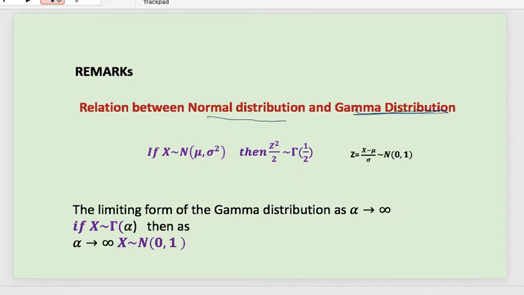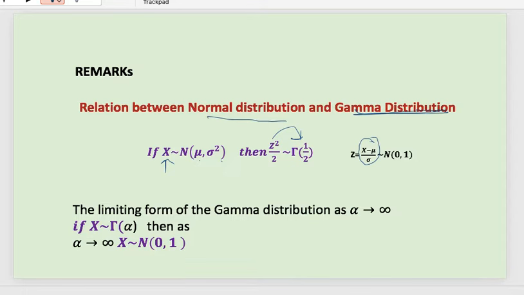This relation says that if X is a normal distribution with mean mu and variance sigma square, and if we take a standard normal variate which is (X minus mu) by sigma, and we square it, we observe that z square by 2 will follow a gamma distribution of the first kind with alpha equal to 1 by 2.